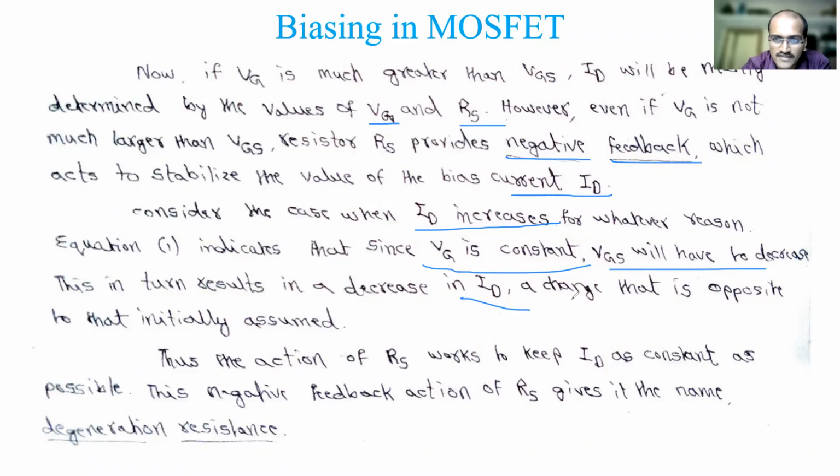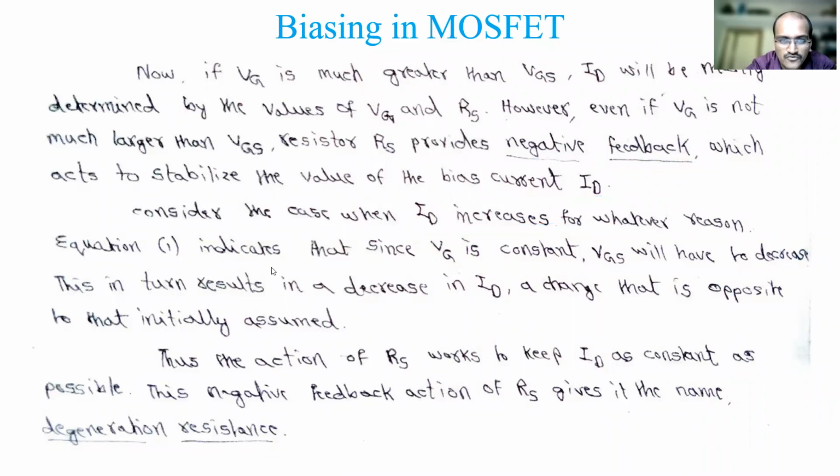To nullify this action, RS provides the negative feedback, so ID will not keep changing. That is the reason the action of RS works to keep ID as constant as possible. This negative feedback action of RS gives it the name degeneration resistance, and the feedback action is called degenerative feedback. Many such terms we will be using. So this is how it makes ID stable.